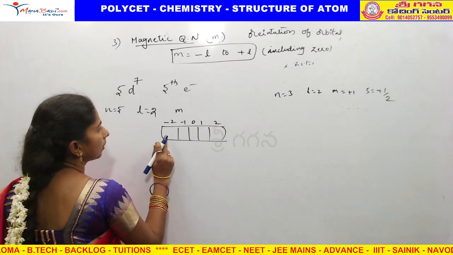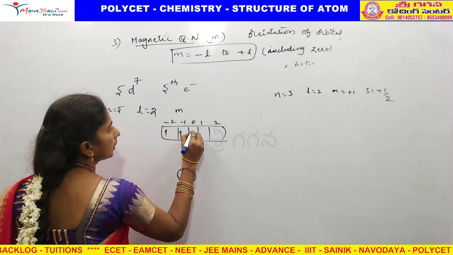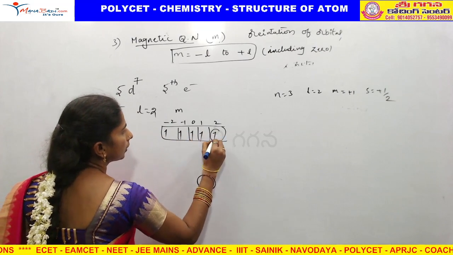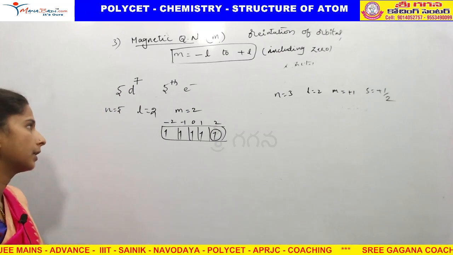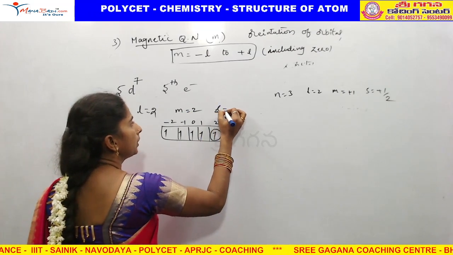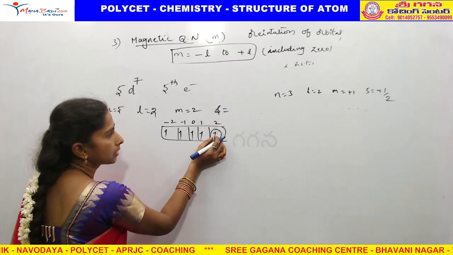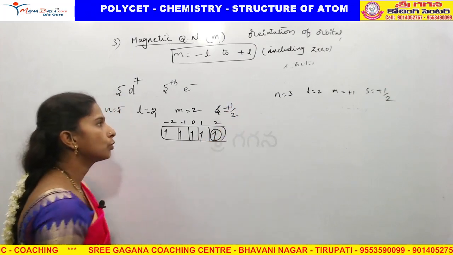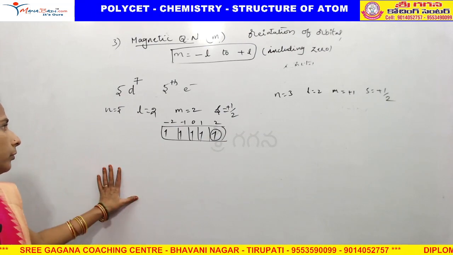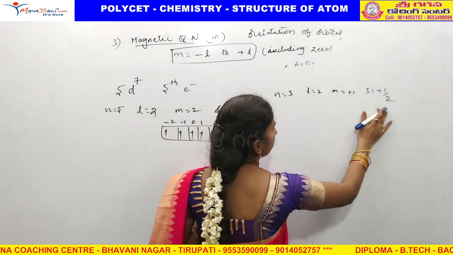Where is the fifth electron? First electron, second electron, third electron, fourth electron, fifth electron. This one. We don't want all these. m equals 2. I hope you understand. Spin quantum number is in clockwise direction, up arrow, so plus half. So plus half.